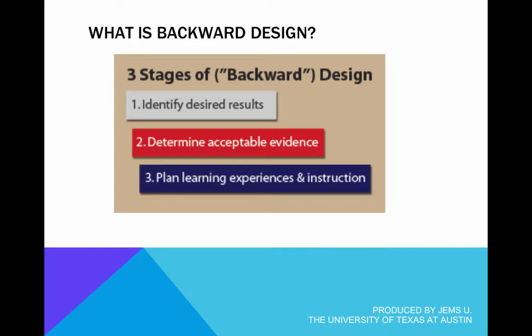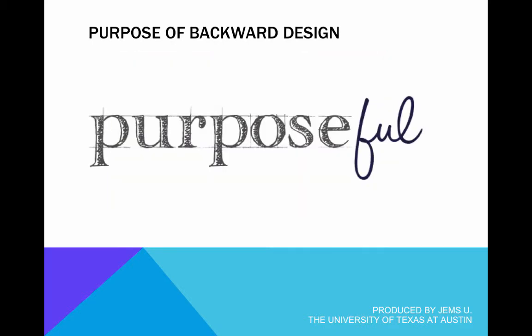Second, determine acceptable evidence. What classroom materials and texts will be used to allow students to achieve your desired learning outcomes? What will prove to you that your students have learned or mastered the material? Third, plan learning experiences and instruction. Now you can plan the activities that will help reinforce the evidence for your students. How will these experiences, paired with your instruction, help your students achieve the desired outcomes?